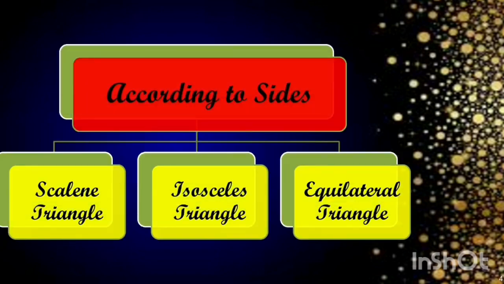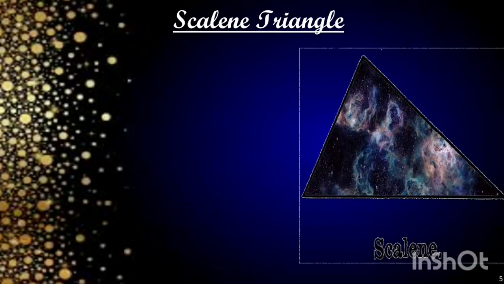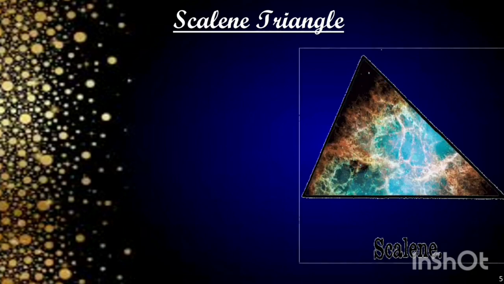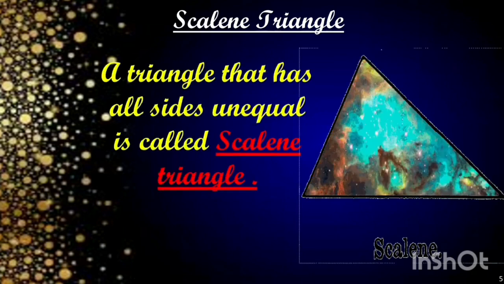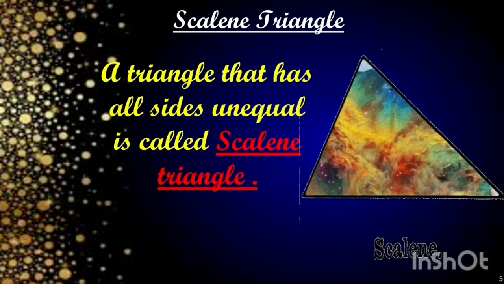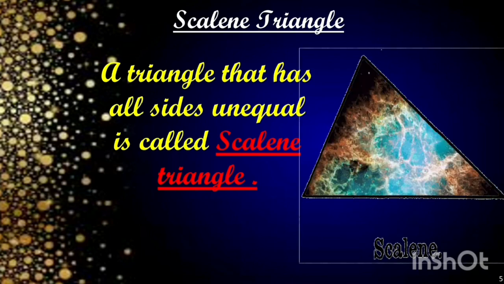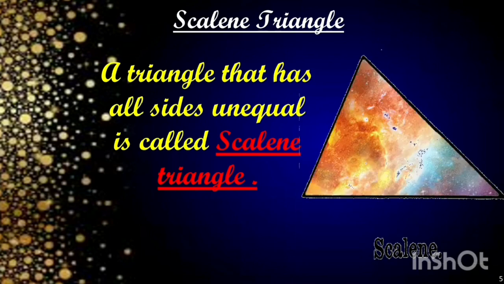According to sides, we can classify our triangles into 3 types. The first is Scalene Triangle, the second Isosceles Triangle, and the third is Equilateral Triangle. So, let's study one by one. First of all, let's understand which triangles are Scalene triangles. A triangle that has all sides unequal is called Scalene Triangle. That means when you measure all the 3 sides, they will be different. So, they are called Scalene Triangle.